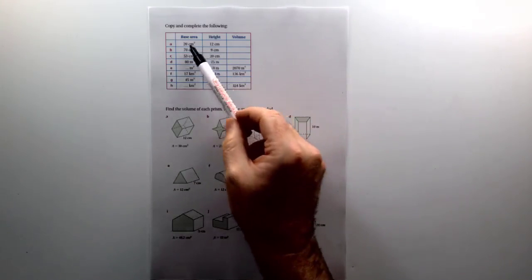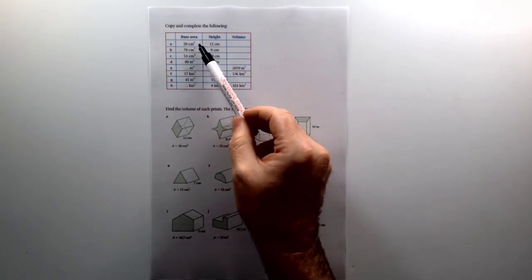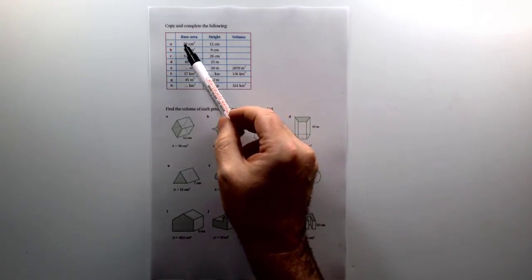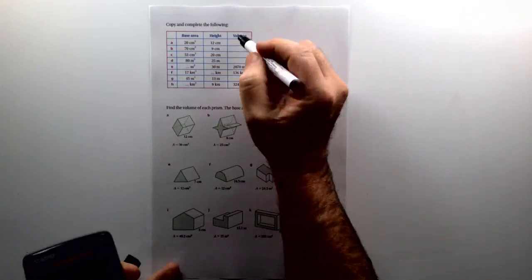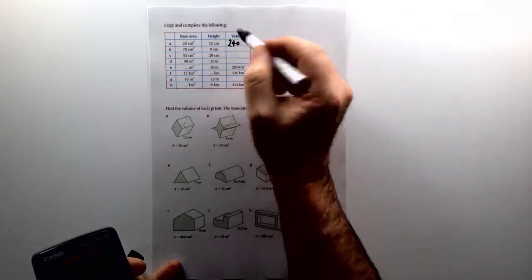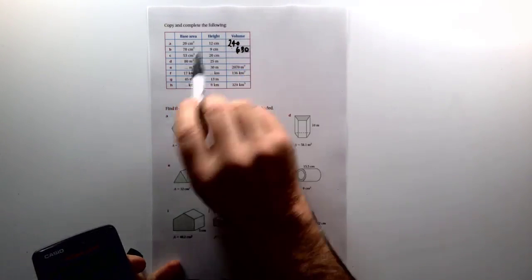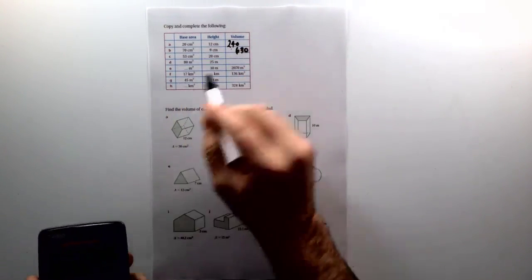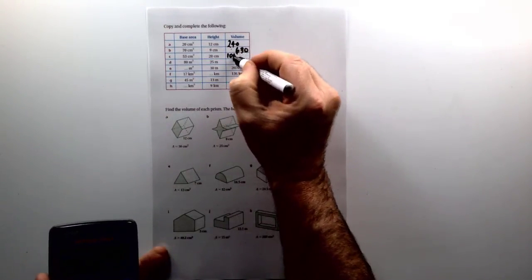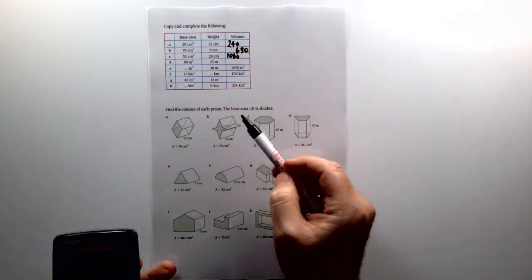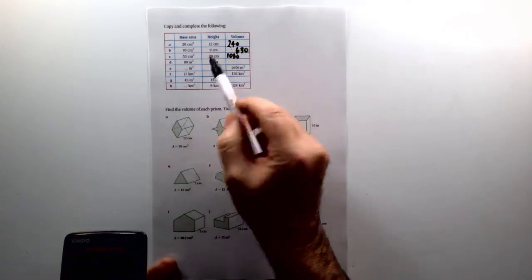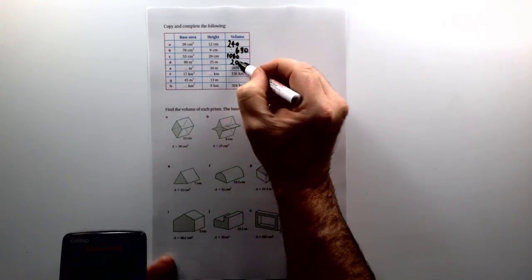Okay, this time again we're told both the base area and the height, so we just need to multiply them together. So 20 times 12 is 240, 70 times 9 is 630, 53 times 20, what's that going to be, 1060? Mars bar, if you prove me wrong. 80 times 25 is 2000.